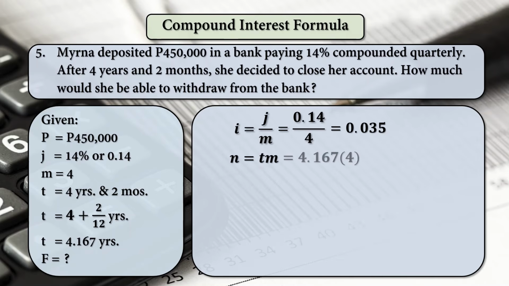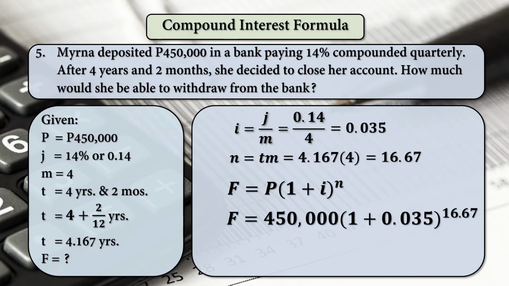N is equal to TM, that is 4.167 times 4, that is equal to 16.67. Okay, so using the compound amount formula, F is equal to P times the quantity of 1 plus I raised to N. P is 450,000 pesos times 1 plus 0.035 raised to 16.67. That is equal to 798,395 and 98 centavos.